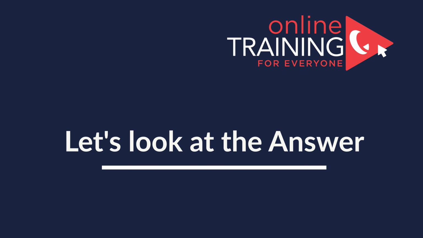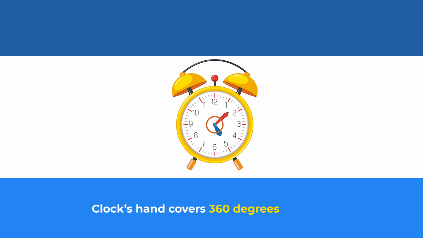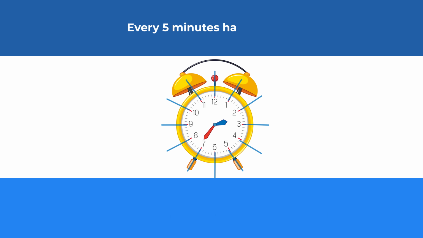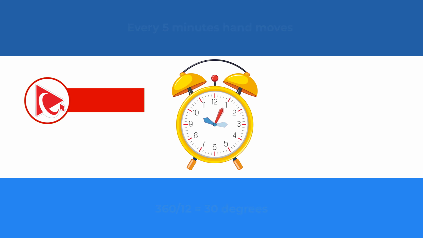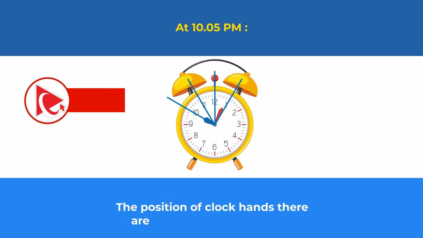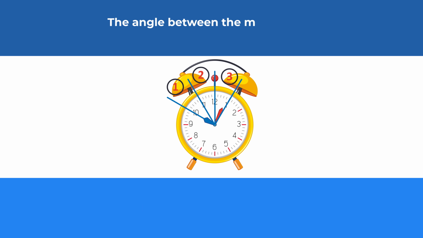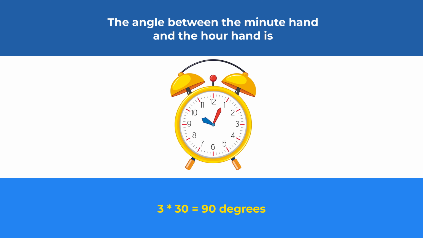Because the clock's surface is a circle, the clock's hand covers 360 degrees in 12 hours. There are 12 5-minute sections on the clock, and every 5 minutes, the hand covers 30 degrees, which is calculated as 360 degrees divided by 12, which is equal to 30 degrees. At 10:05 p.m., there will be 3 5-minute sections between the hands on the clock, so the angle between the minute hand and the hour hand on the clock will be 3 multiplied by 30, which would be equal to 90 degrees.